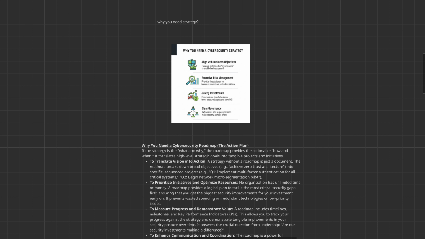It also helps with the governance. Governance is what to report, when to report. Everybody knows their responsibilities. This is governance.